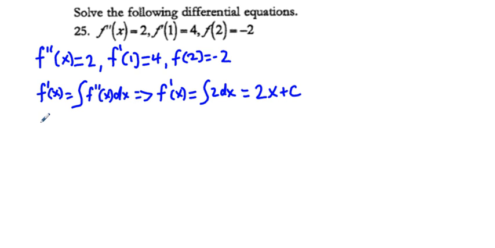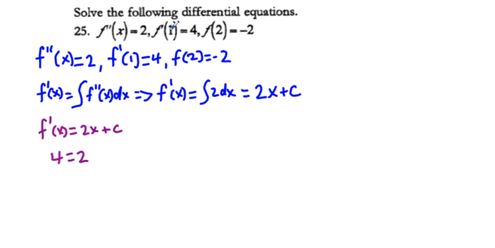So I'm going to come over to the left here, working in purple. We have f prime of x is equal to 2x plus c, the constant of integration c. Well, we happen to know that f prime of 1 equals 4, so we'll set f prime of x equal to 4 instead. We replace that with 4 equals 2x plus c.